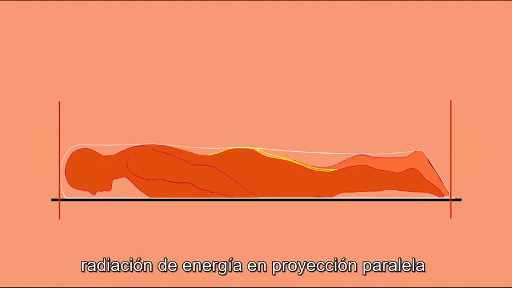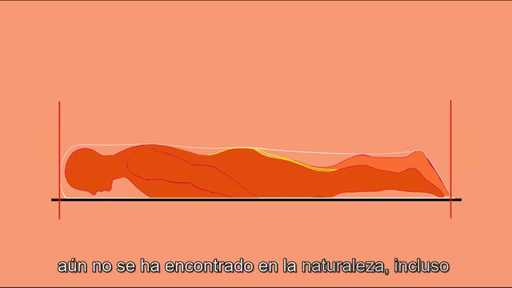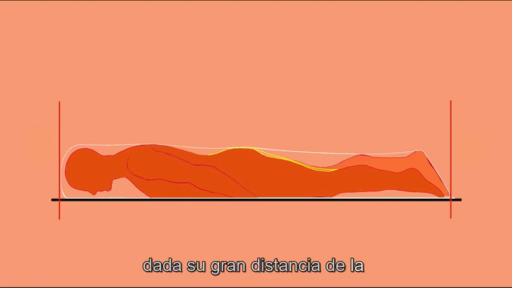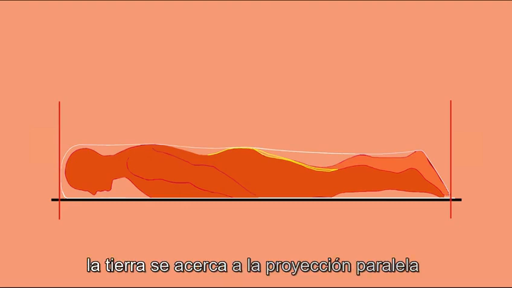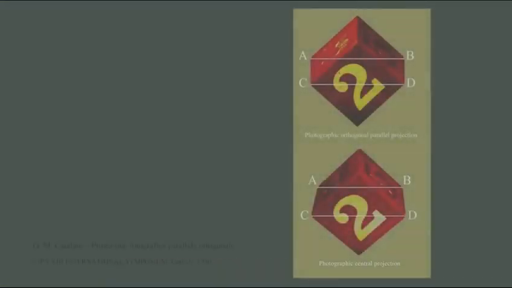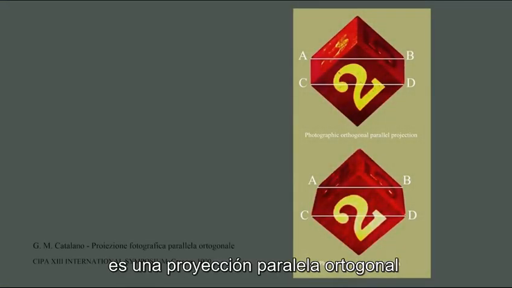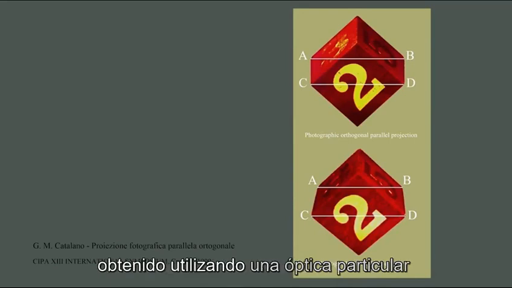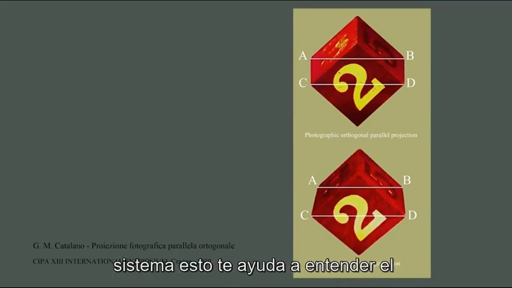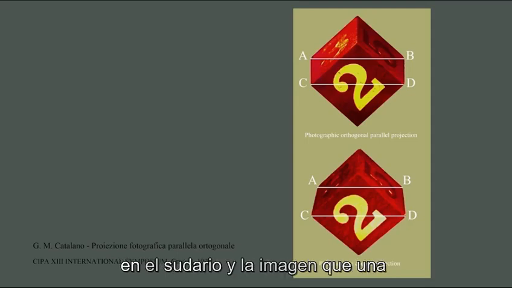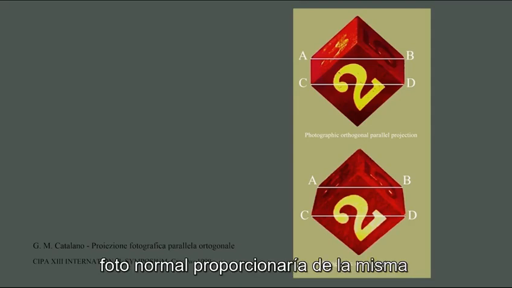Energy radiation in parallel projection has not yet been found in nature, even though the light of the sun and stars, given their great distance from the earth, comes near to parallel projection. The image of the top cube in the photo is an orthogonal parallel projection, obtained using a particular optical system. This helps you to understand the difference between the image of the body on the shroud and the image that a normal photo would provide of the same body.